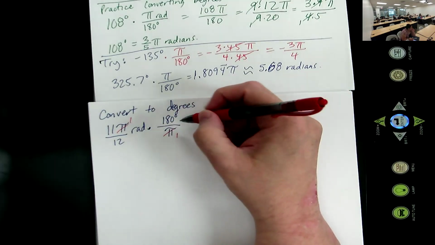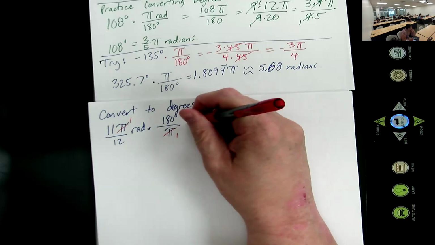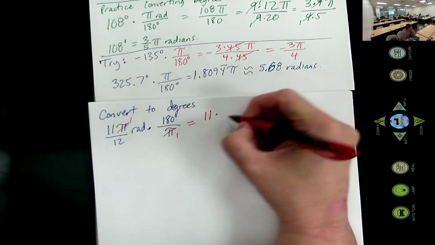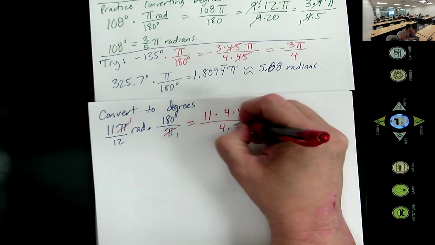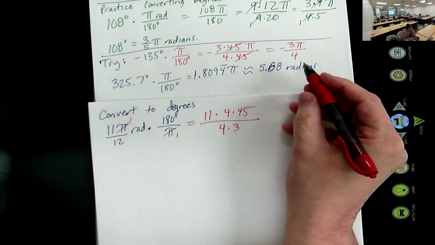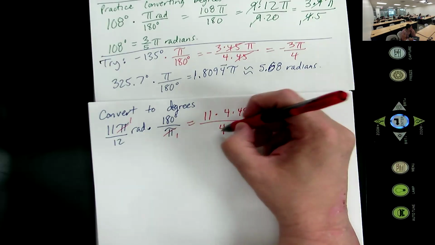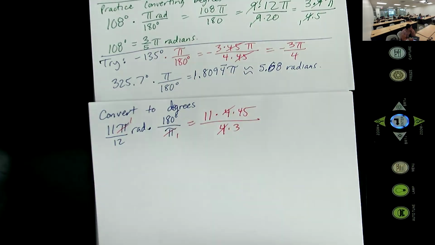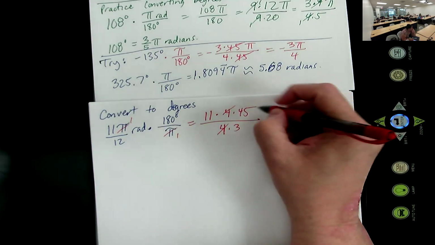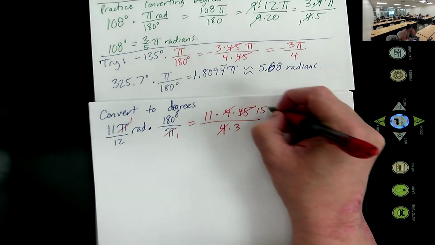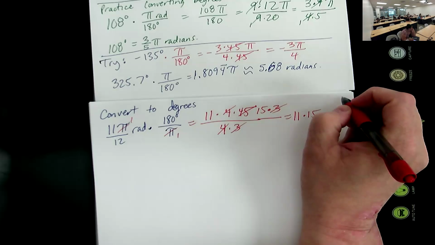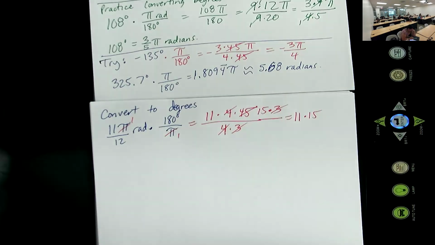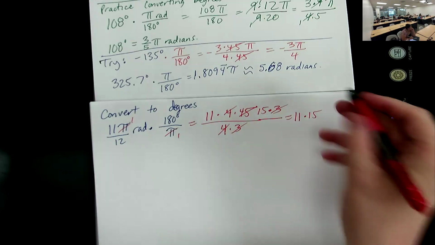180 and 12 are both divisible by 4. 180 is 4 times 45, and 12 is 4 times 3. 45 is divisible by 3. 45 is 15 times 3. So my 3's will cancel, and I have 11 times 15, which is how much? 165.